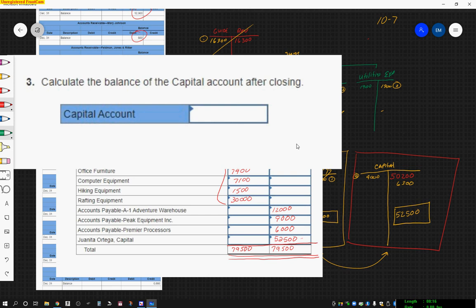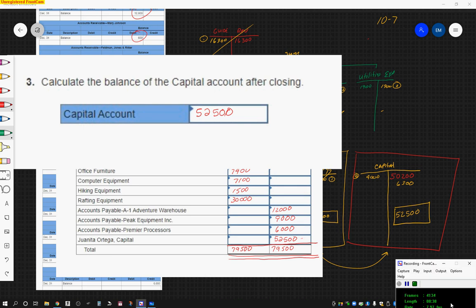$52,500. And that got a little sloppy there for a second, didn't it? So $52,500 is the balance in the capital after all the closings, and that concludes 10-7 in less than 9 minutes. So that is 8 minutes and 40 seconds.